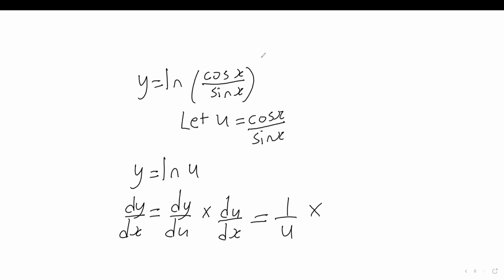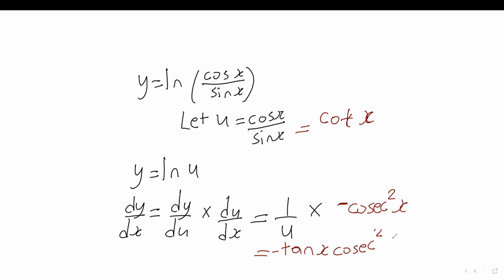Now what is du by dx? When you differentiate cos x over sine x, now cos x over sine x is really the cot of x. All right, when you differentiate cot x, you get minus cosec square x. And then you have 1 over u right here. But what was u? u was cos x over sine x. So 1 over u is going to be sine x over cos x, which is tan x. So this is tan x times minus cosec square x. So that's it, tan x times minus cosec square x.